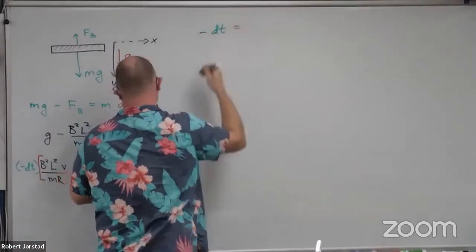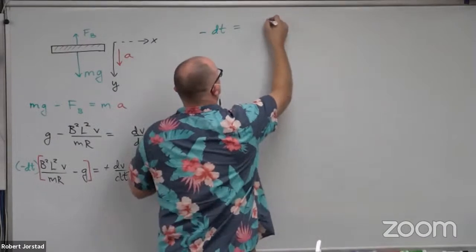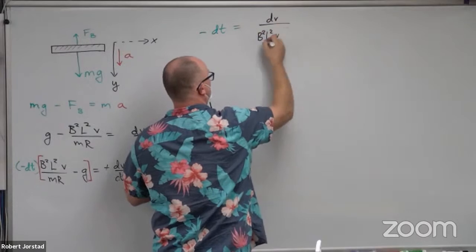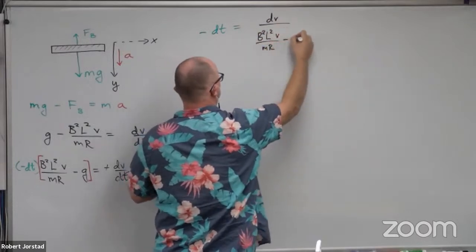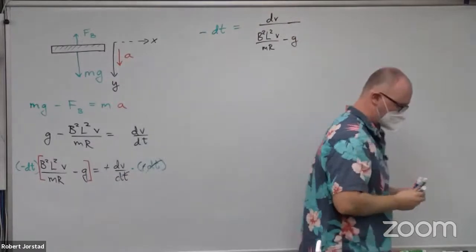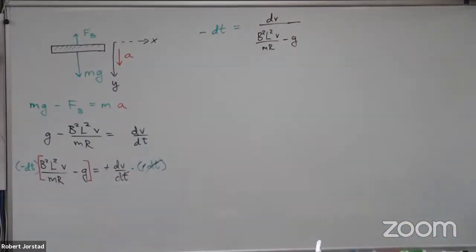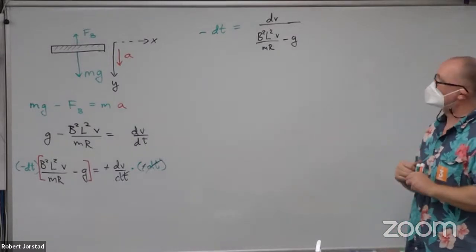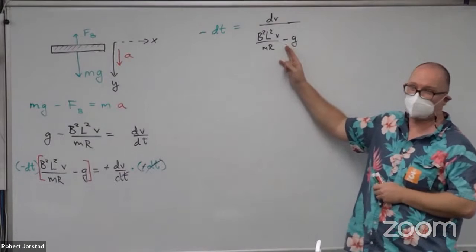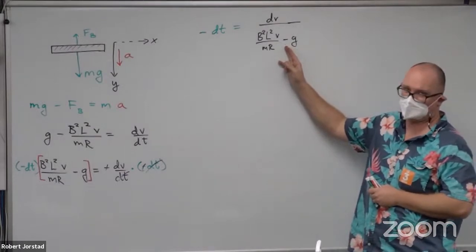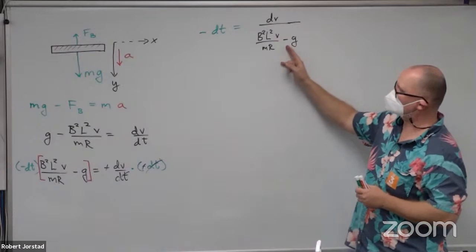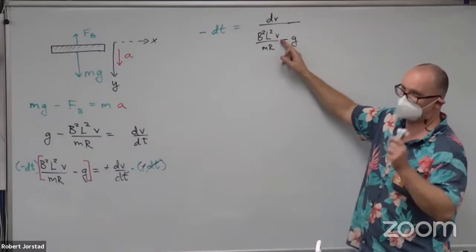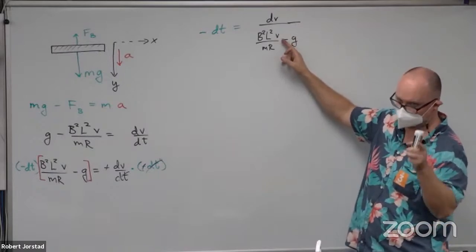I get negative dt equals dv over b squared L squared v over Mr. minus g. Yep. All right. Now, you could do whatever you want. I'm gonna do what I want. You could do a u sub here, agreed? But why? What I could do is multiply both sides by the same thing and make this v cleaner before I do my u sub, so my u sub is easy.